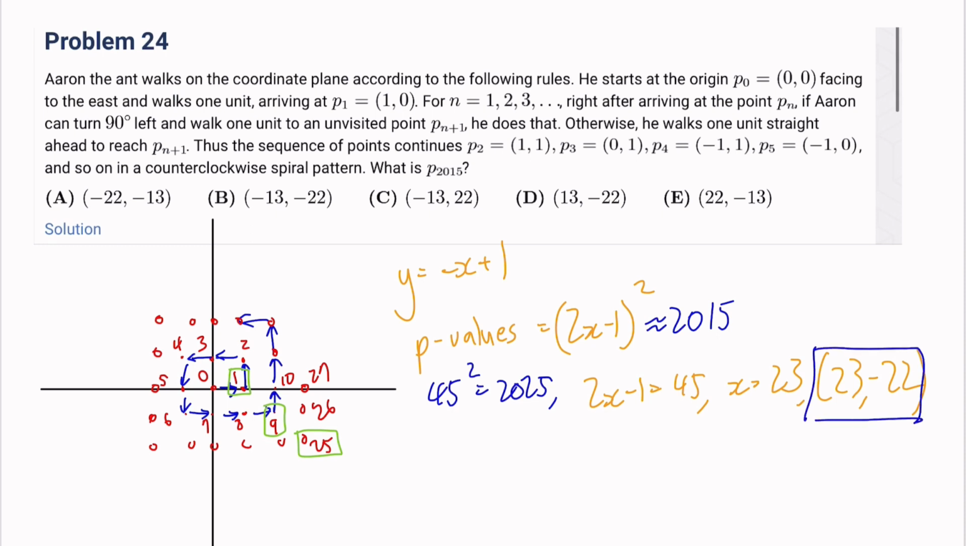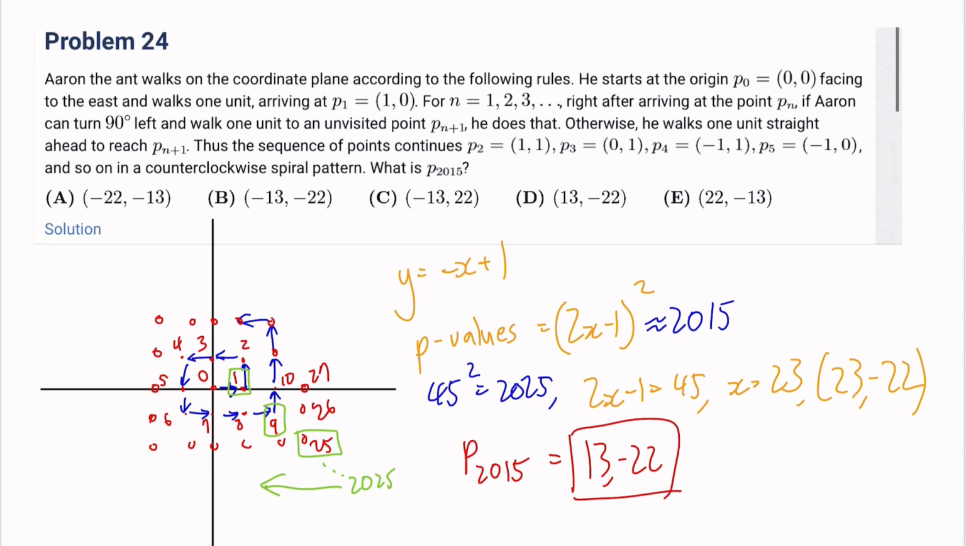But this is for when it's P 2025, right? And so for P 2015, we need to go 10 steps behind. Since 2025 would be somewhere all the way here, 10 steps back would be going 10 steps horizontally backwards, and so that would make the x decrease and the y would stay the same. So for P 2015, that would be 23 minus 10 comma negative 22, so that's 13 comma negative 22. So the answer is D.